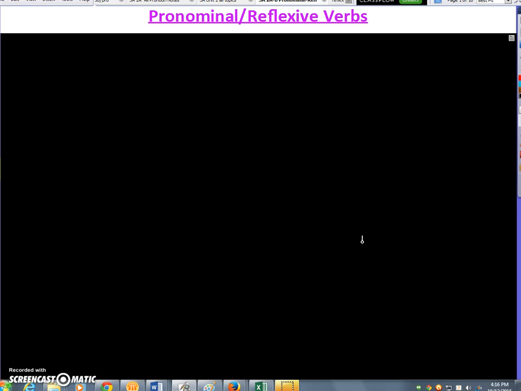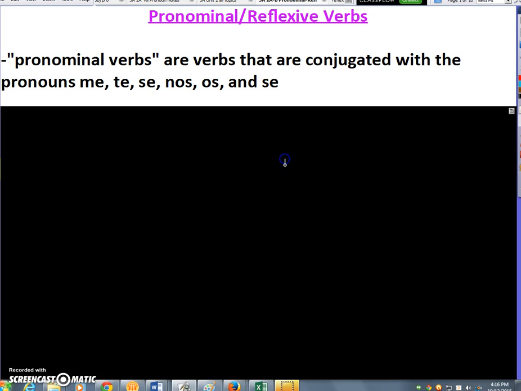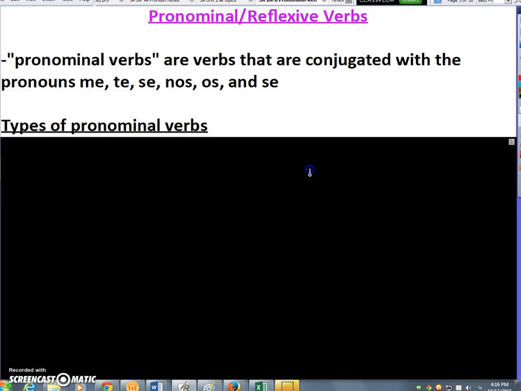All right, Class A, what do we still need to know about reflexive verbs? Well, first of all, we never talked about the fact that reflexive verbs are actually a type of pronominal verb. These verbs are any verbs that are conjugated with the pronouns me, te, se, nos, os, and se. And there are a few different types of them.